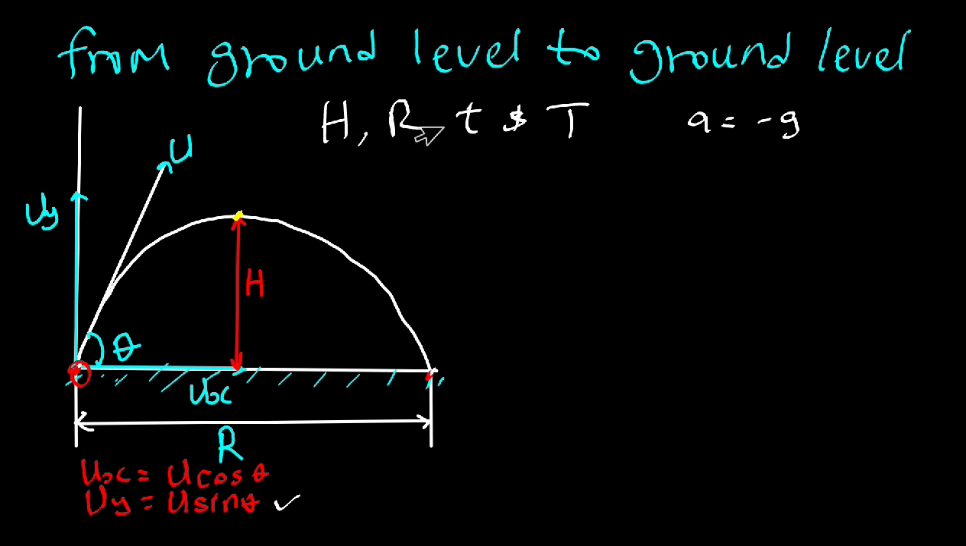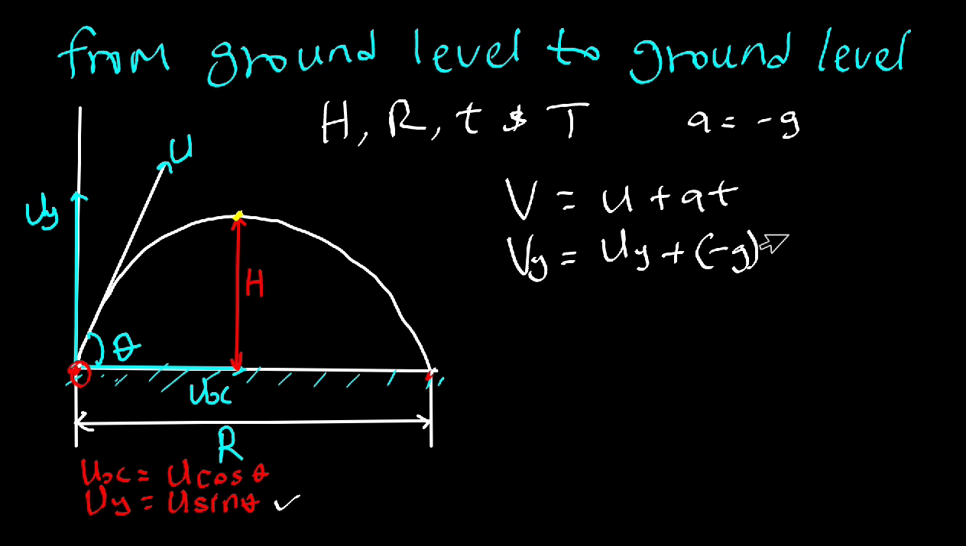Now let's derive the formula for range. But before that, we're going to derive the formula for time of flight and then total time of flight. Now for time of flight, we make use of this formula. V is equals to u plus at. Now let's rewrite this as vy is equals to uy. Remember, we're making use of the vertical components of all these velocities. So plus this a, we're going to replace it with negative g, then multiply by t. So at this point here, final velocity is going to be equals to 0.